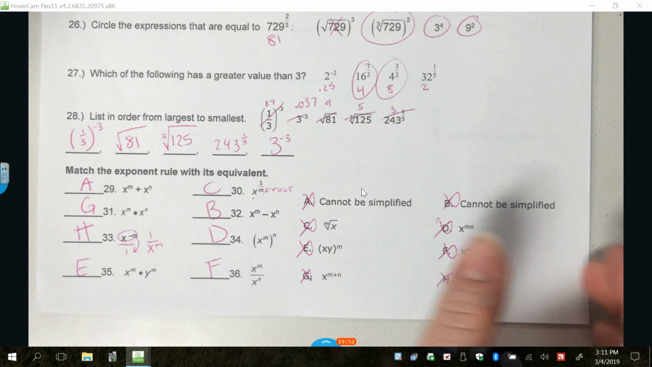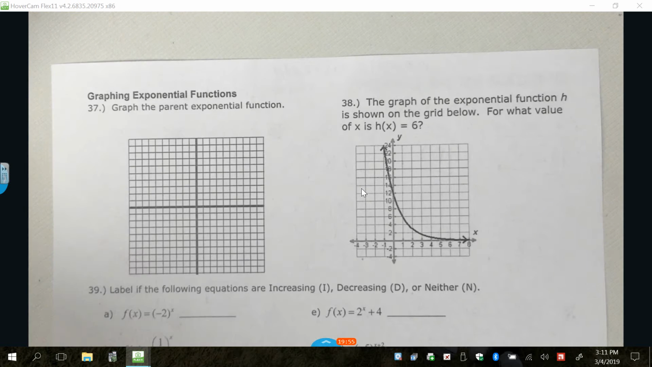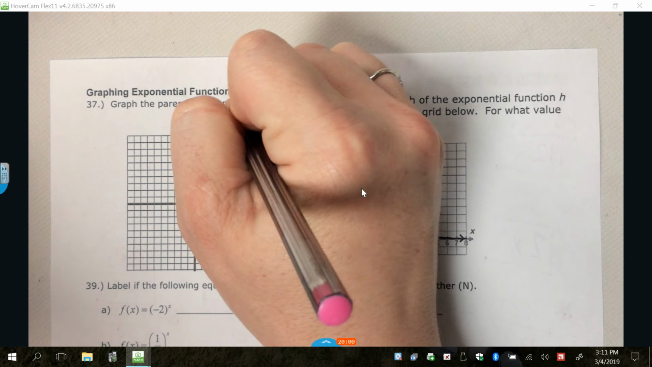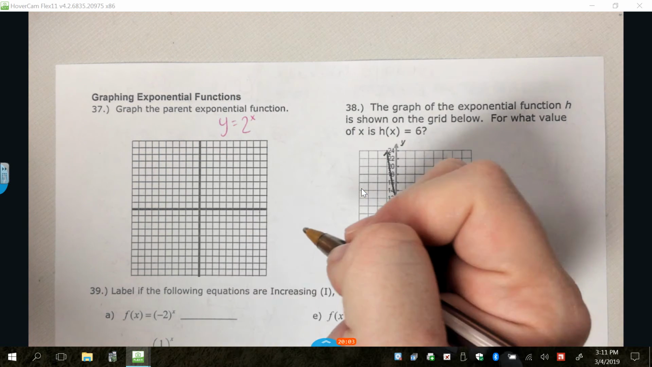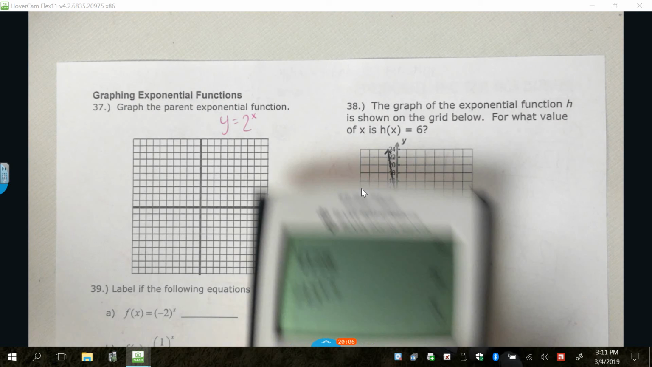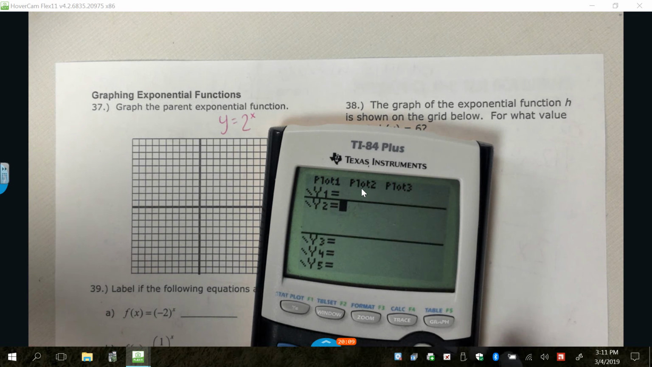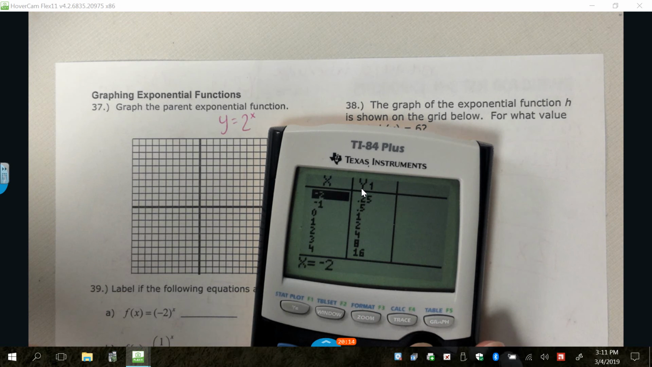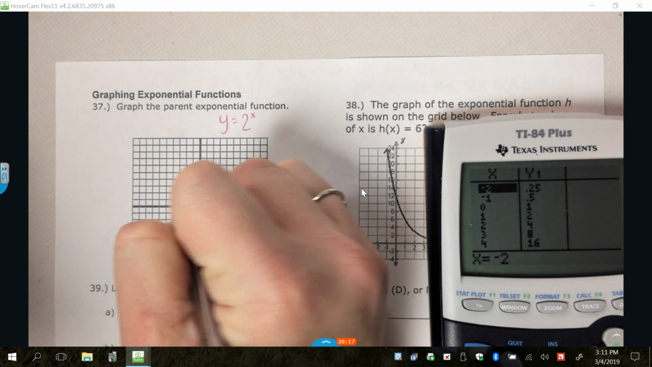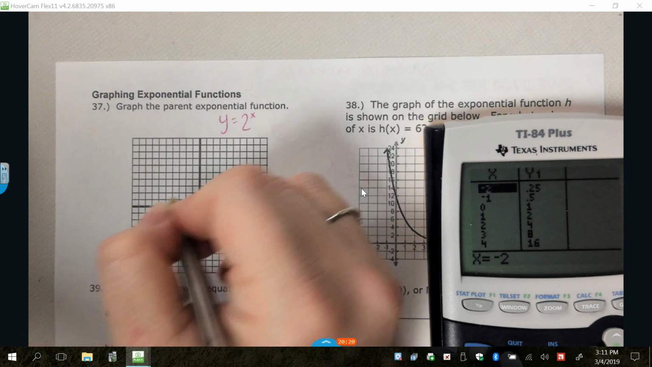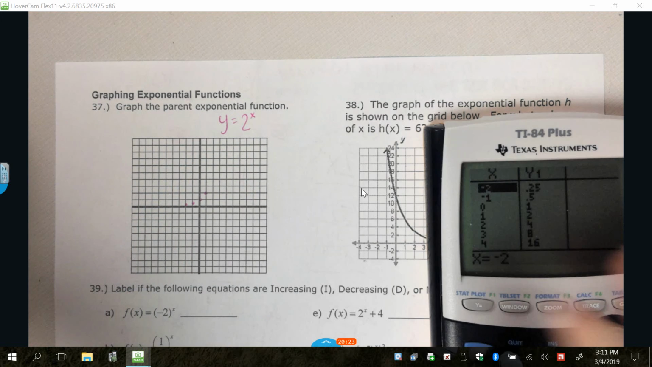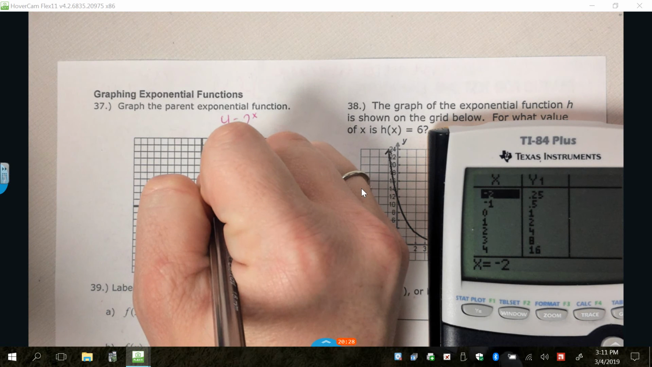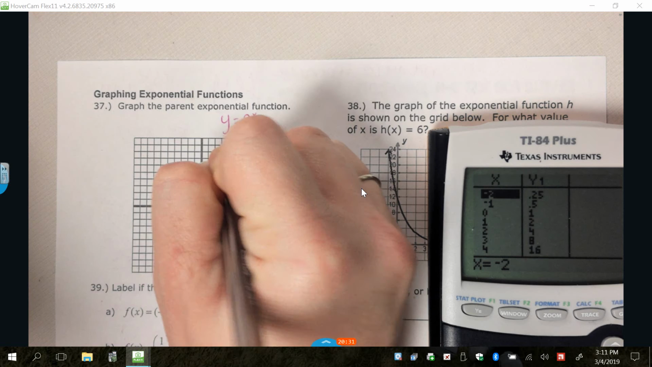Alright, let's look at the back. It said graph the parent exponential function. Remember, that's just y equals 2 to the x power, and I'm just going to sketch it. Actually, we'll graph it. So 2 to the x power. Negative 2 is 0.25, a half, and then 0, 1, 1, 2, 2, 4, 3, 8. So it looks like this.